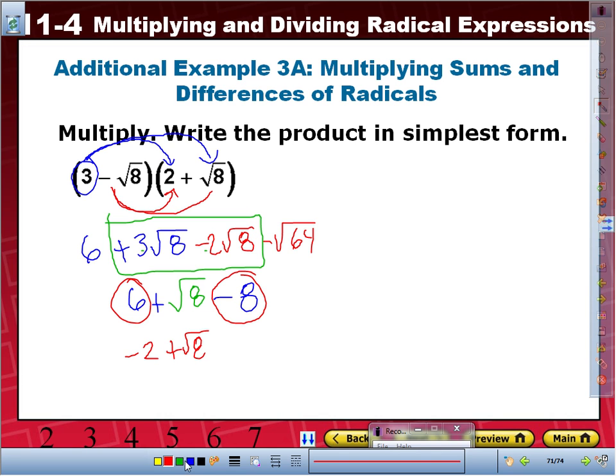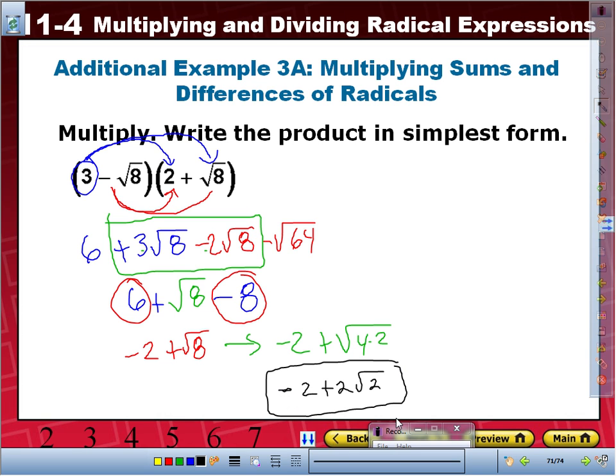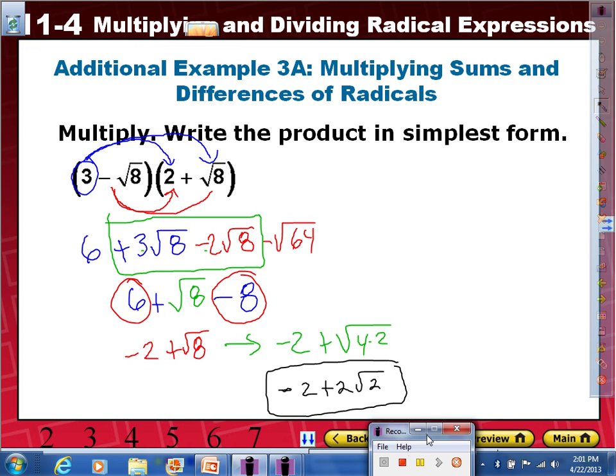Can we still simplify square root of 8? Yes, this is negative 2 plus square root of 4 times 2. What is square root of 4? 2 square root of 2. Bring down the plus and then negative 2, and we're done. So it's just like multiplying polynomials, but now with radicals.